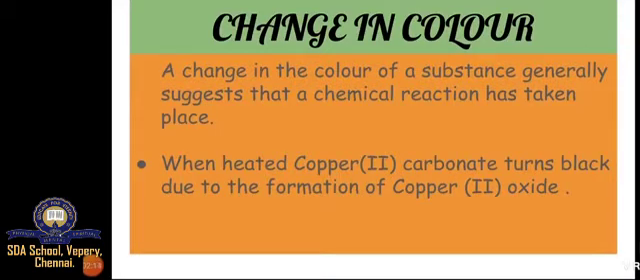The first one is change in color. A change in the color of a substance generally suggests that a chemical reaction has taken place. So when the color is changed, we can observe the reaction has taken place. Here we have an example. When heated, copper 2 carbonate turns black due to the formation of copper 2 oxide. When we heat the copper 2 carbonate salt, what is happening? It turns into black color. Actually, the copper carbonate is a green color salt. It turns into black color.